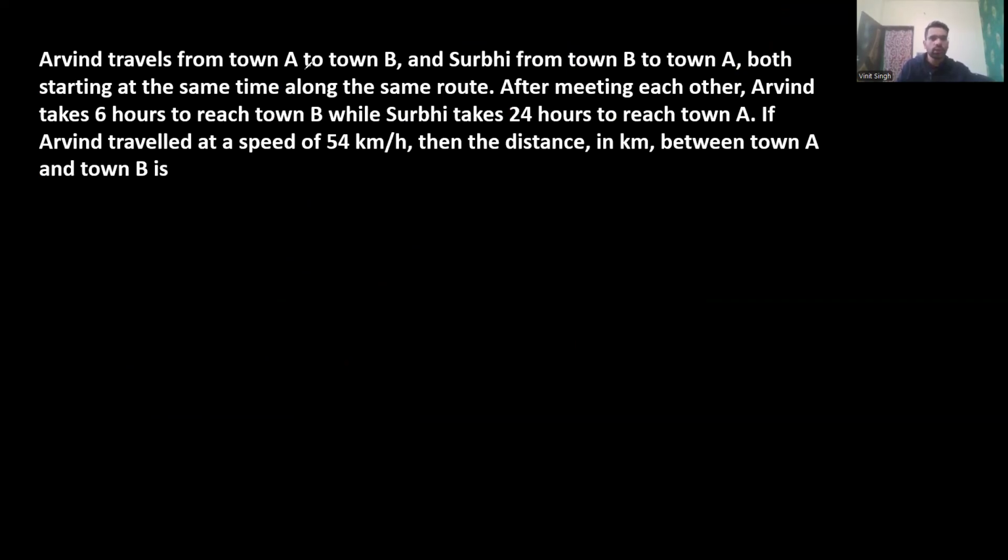Arvind travels from town A to B and Shurbi from B to A, both starting at the same time along the same route. After meeting each other, Arvind takes 6 hours to reach town B, while Shurbi takes 24 hours to reach town A. If Arvind travels at a speed of 54 km per hour, then the distance in kilometers between town A and B is equal to what? We have to find the distance between A and B.